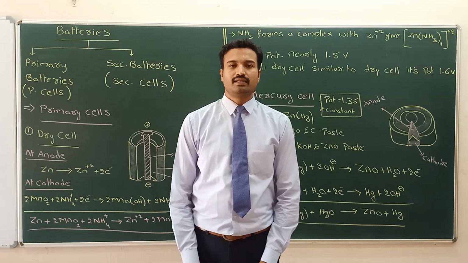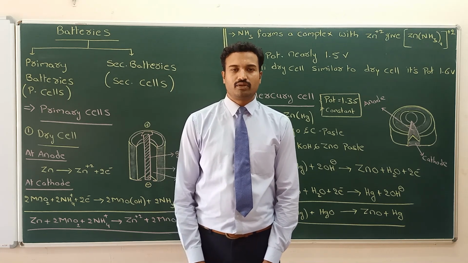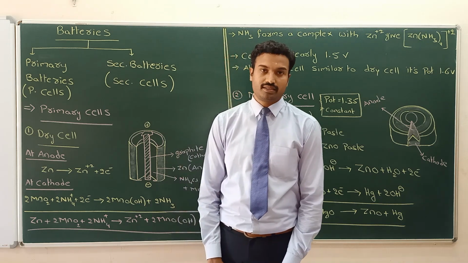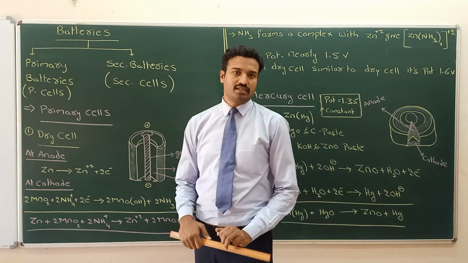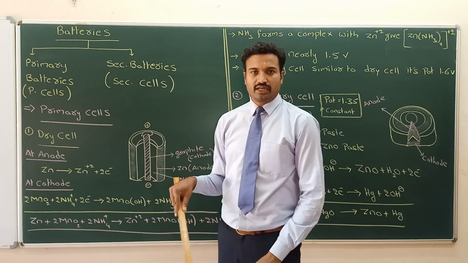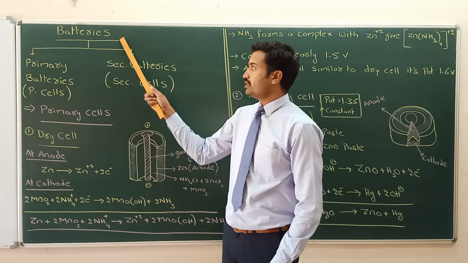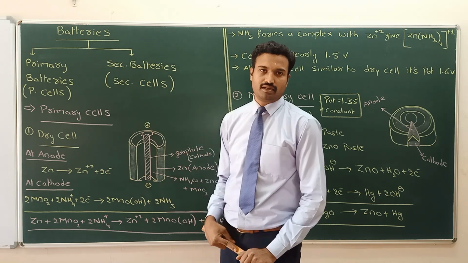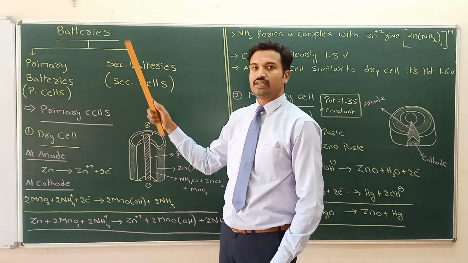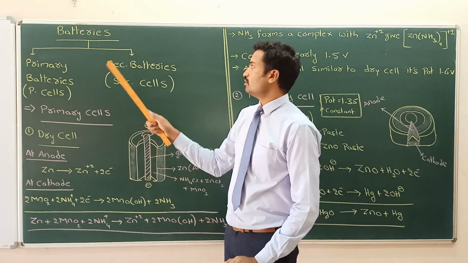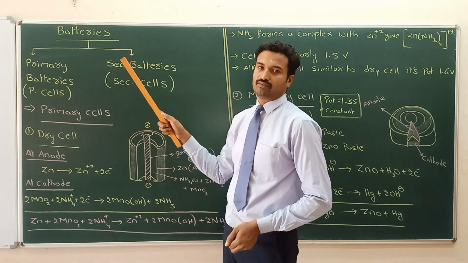Good morning, students. Last class we discussed the electrochemical cell. Today we are going to discuss batteries. In an electrochemical cell, electricity is produced because of a spontaneous redox reaction. Batteries are examples of electrochemical cells. So batteries generate electricity because of a spontaneous redox reaction. So batteries are a source of electricity.